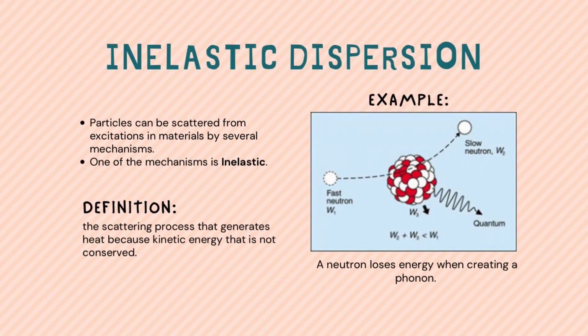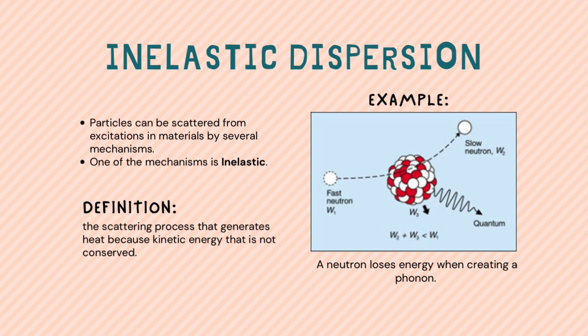Now we'll talk about the inelastic dispersion. Each scattering mechanism can be taken as independent of the others, since in quantum mechanics, the scattering either occurs with full effect or it does not occur at all. Particles can be scattered from excitation in materials by several mechanisms, and one of them is inelastic. Let's go deeper about inelastic scattering or inelastic dispersion.